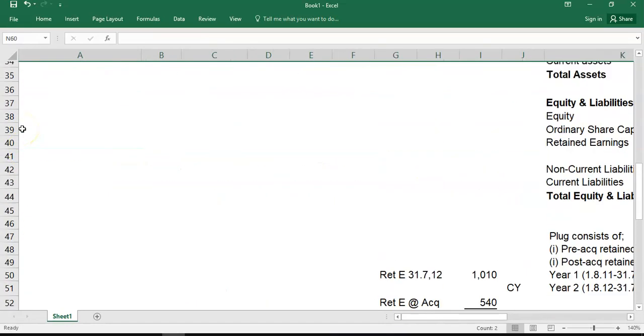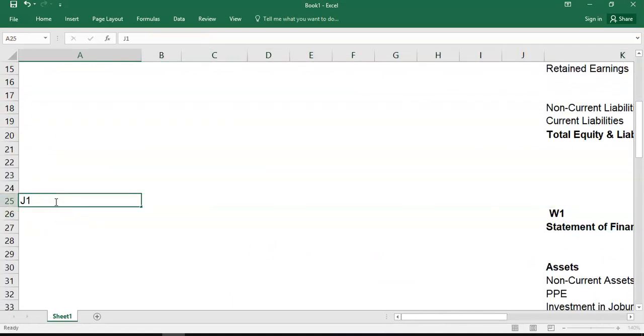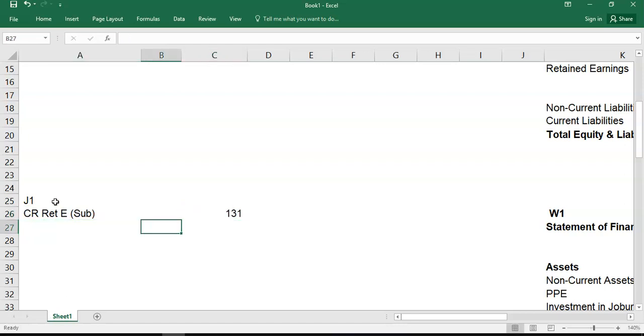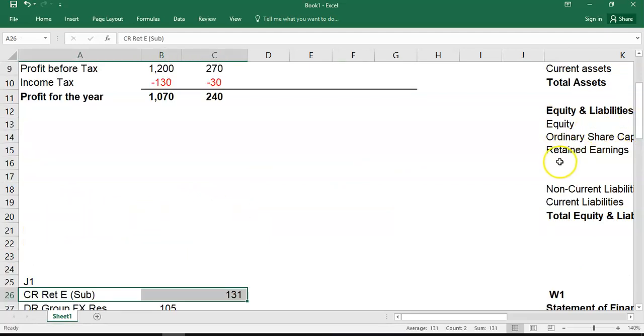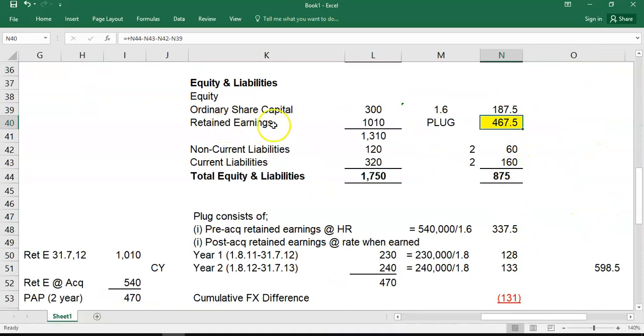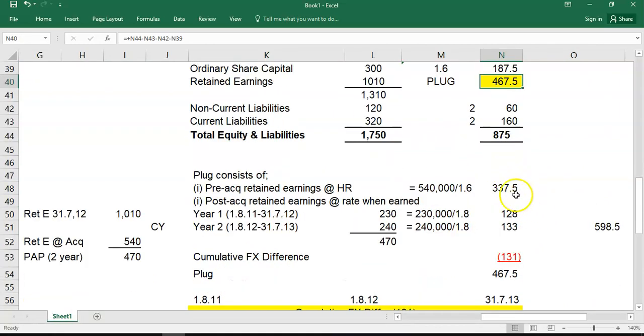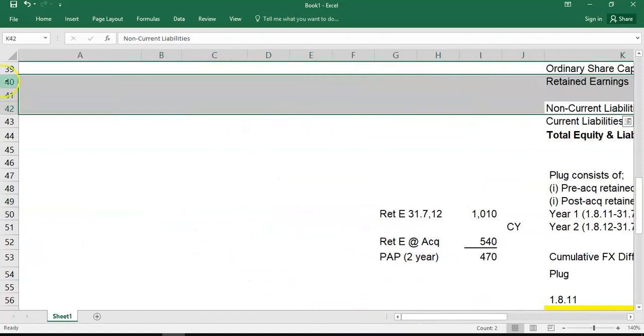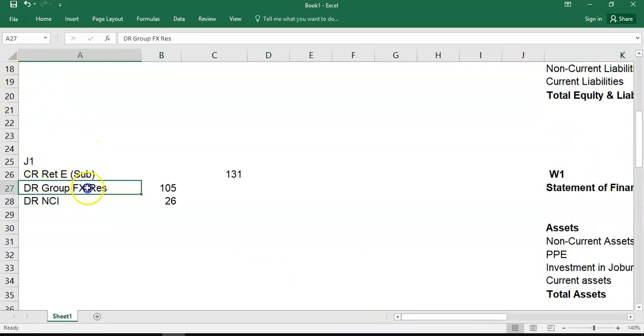We'll do a small little journal, just so you'll see it in some of the solutions just to make sense of it. We do journal 1, what we say is we credit retained earnings of the sub 131, and we debit group FX reserve, and you debit NCI 80% and 20%. Now, what does that actually mean? What we're saying here is the retained earnings, the sub, what we've retranslated here, that 4675, actually that's understated, because the true retained earnings we've said are 598.5, 131 higher. So we increase the retained earnings, and that loss of 131, that's your FX reserve. But we know the FX reserve, when we come to the statement of financial position, has to be split between the group, which has its own section, and the NCI.